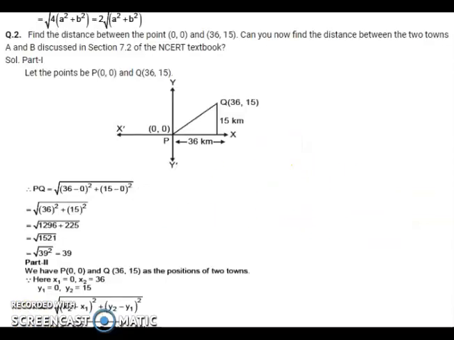The next question is asked to us: find the distance between the point 0, 0 (again, this is the origin) and 36, 15. For this we can directly apply the formula d equals under root x square plus y square. The quantities are very large but it is very simple.